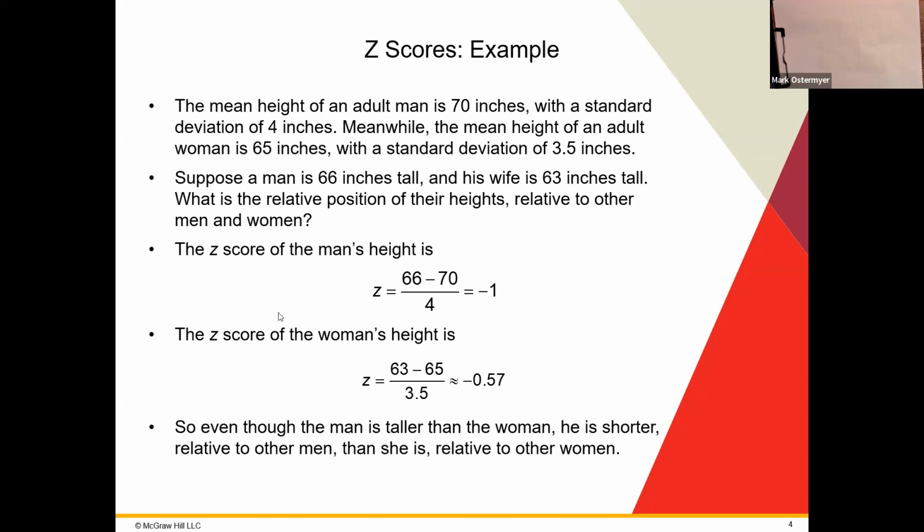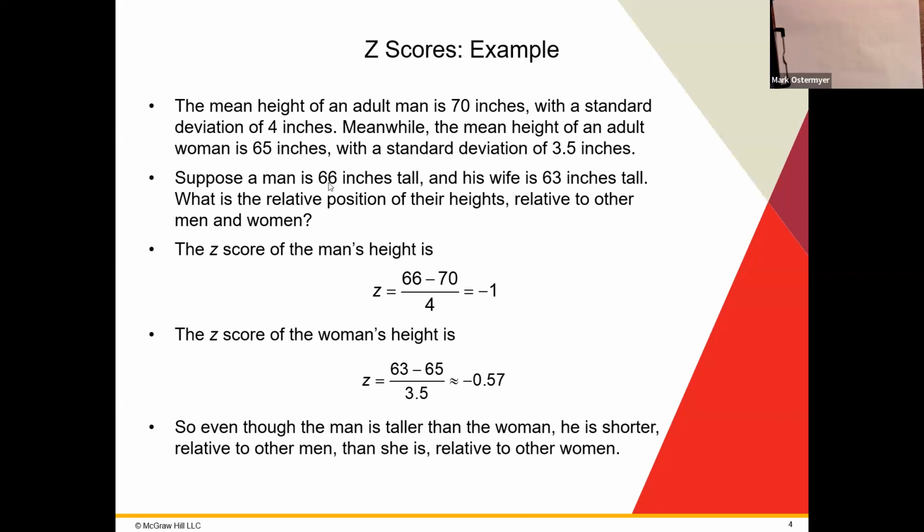Okay. So if a man has a height of 66 inches, where the mean height for adult men is 70 inches and standard deviation is 4 inches, we get a z-score of -1 for the data value 66 inches. For the woman that is 63 inches tall, her z-score would be 63 minus 65 divided by 3.5, which is -0.57.